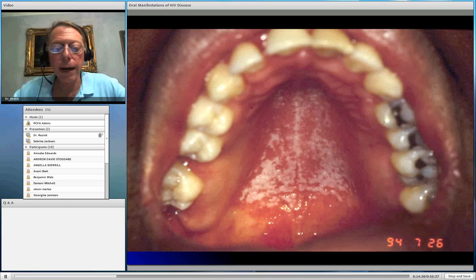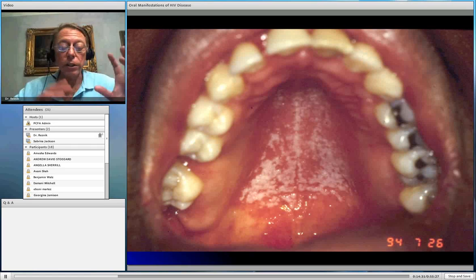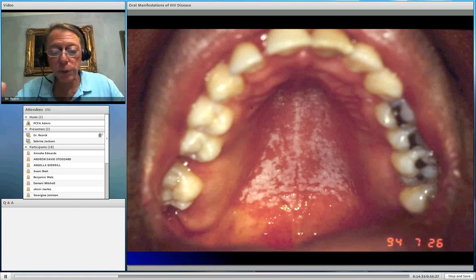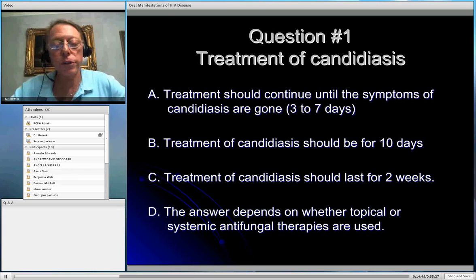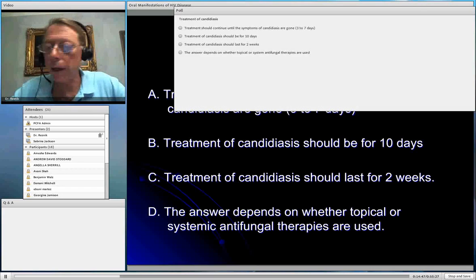And that's where you have disease where a topical is actually going to be able to work. Topical antifungal therapies work by coming into contact with the candidal plaques and disrupting cell function. So topicals actually have to be able to get in touch with the lesion. So if it's further back in the posterior oropharynx, topical really isn't going to work and you would need to use a systemic therapy. So here's our first question on treating candidiasis, and I think we all get to play on this one. Treatment of candidiasis, how long should it be?